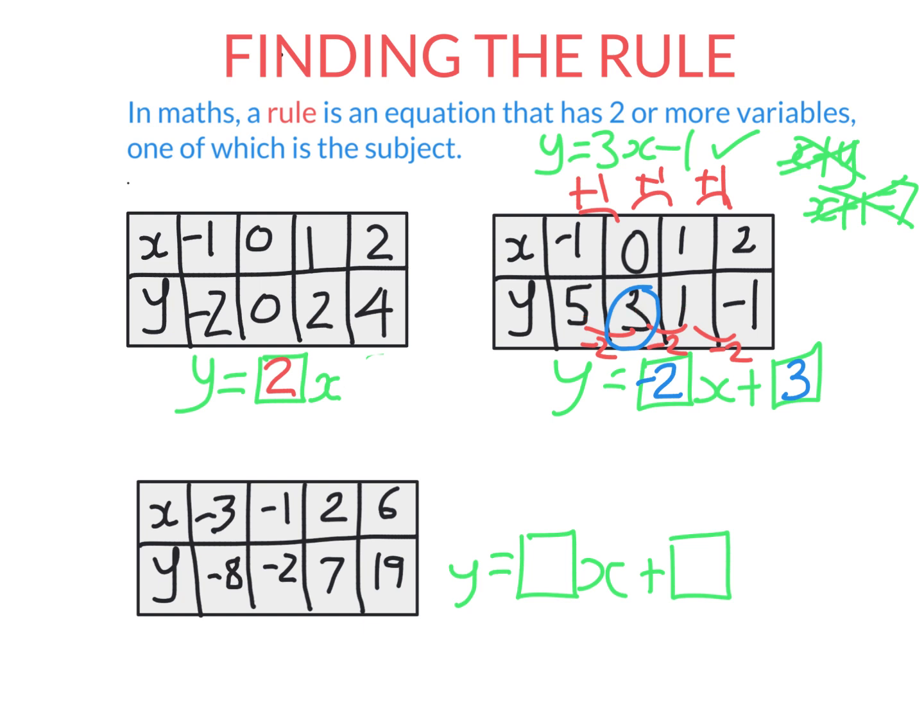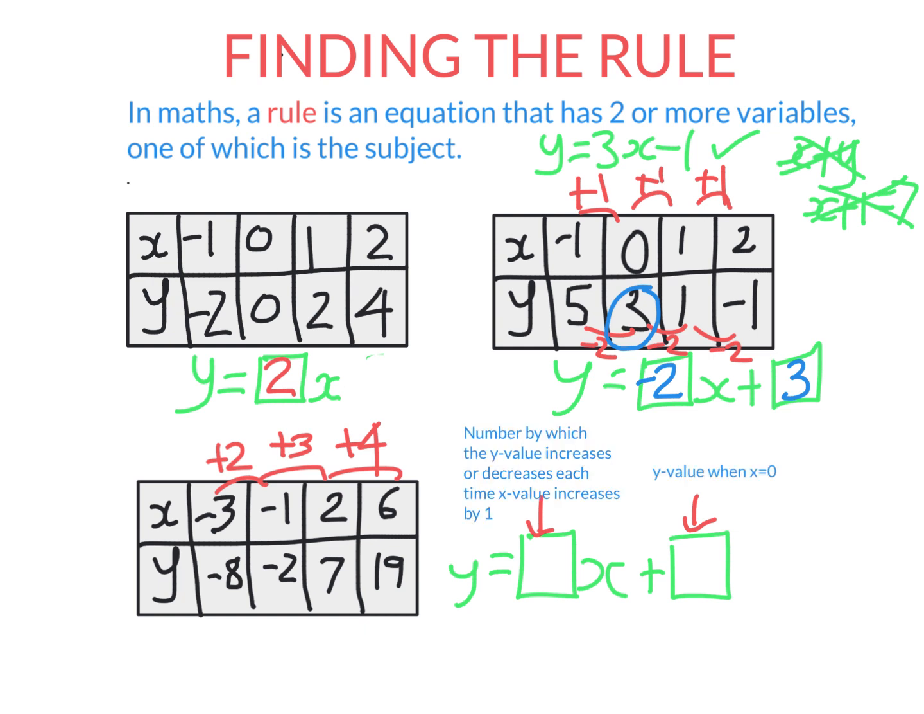All right, let's now look at this one here, which is a bit harder. It's harder because x isn't going up by the same amount each time. It goes up by 2, then it goes up by 3, then it goes up by 4. So what goes in each of these two boxes hasn't changed, even though this is a harder question. We're still going to put into this first box the number by which the y value increases or decreases each time the x value increases by 1.